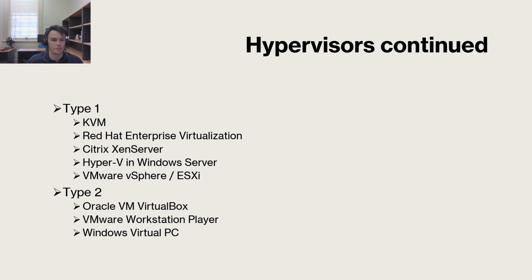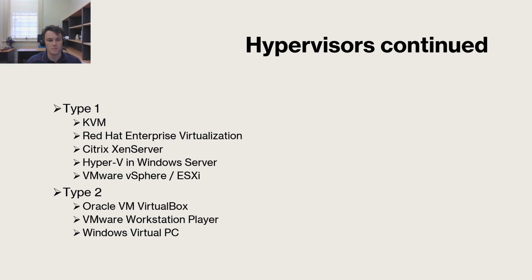Citrix XenServer, another commercial product. Pretty much all of these Type 1 hypervisors are commercial products. Then Hyper-V is just a feature or a role you can run within the Windows Server operating system. And lastly, I've got VMware vSphere or ESXi. They hold the greatest amount of market share in the virtualization space. They have some innovative and advanced features in their products, which the enterprises love.